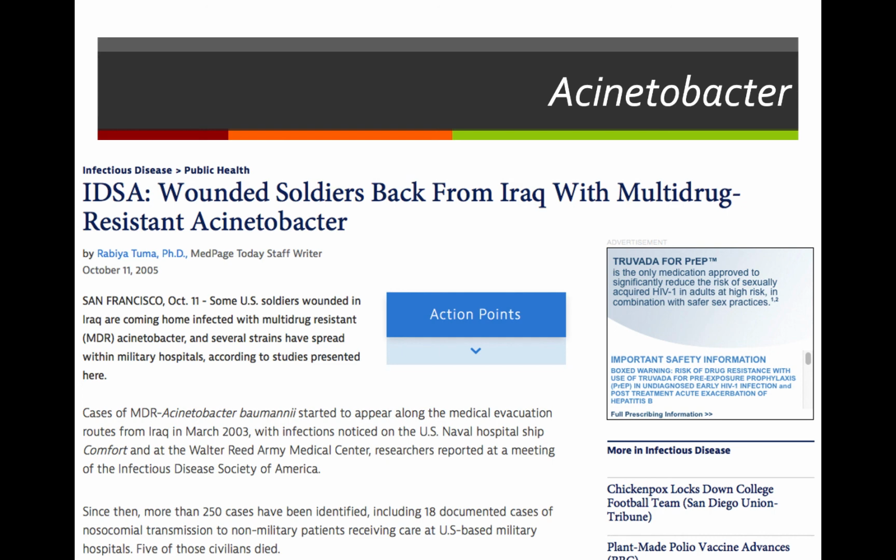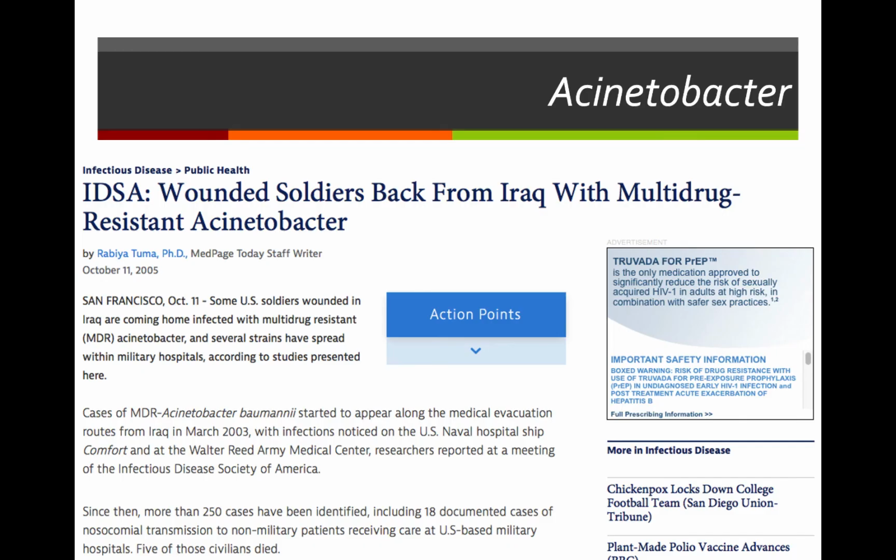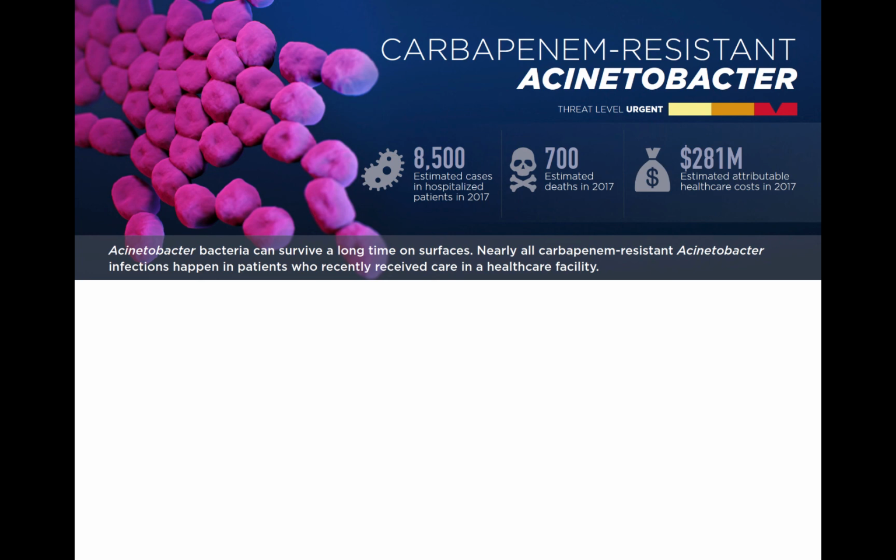So now it's a major cause of antibiotic-resistant infections, especially in hospital settings. So the CDC considers carbapenem-resistant Acinetobacter to be an urgent threat. So we went from 250 cases identified in 2005 to 8,500 cases leading to hospitalization. 8,500 cases in hospitalized patients in 2017. That's a huge increase. 700 deaths, $281 million in healthcare costs. This is a really significant emerging issue.